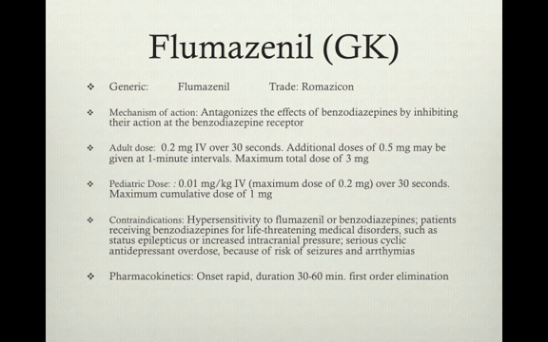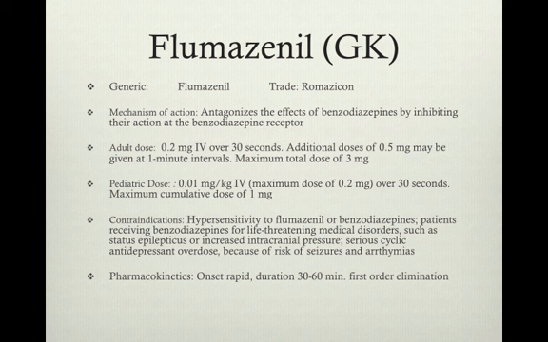Flumazenil, general knowledge. The generic is flumazenil, and the trade name is Romazicon. Mechanism of action: this antagonizes the effects of benzodiazepines. So our Valium, our Versed, all of them are essentially benzos. And what this does is it antagonizes them, or binds them up. Adult dose is 0.2 milligrams IV over 30 seconds. Additional doses of 0.5 milligrams may be given at 1 minute intervals. Maximum total dose of 3 milligrams.